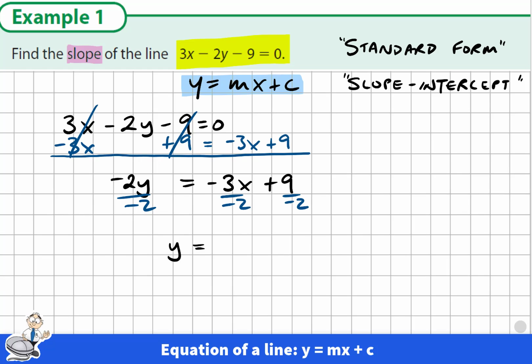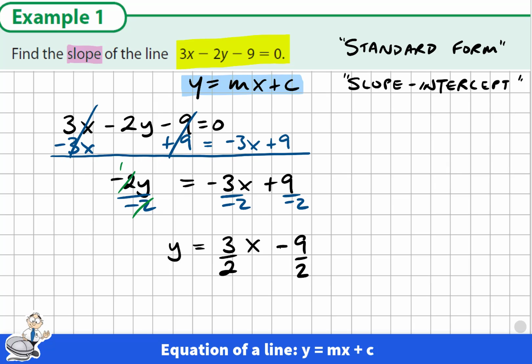is that fair? It is. And what I'm left with then is y is equal to, because negative 2 goes into negative 2 just once, y is equal to negative 3 divided by negative 2, which is just 3 over 2, plus, and 9 divided by negative 2 is negative, so it's minus 9 over 2. Okay, so that's what I end up with.